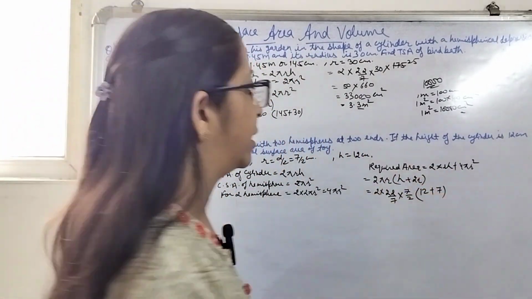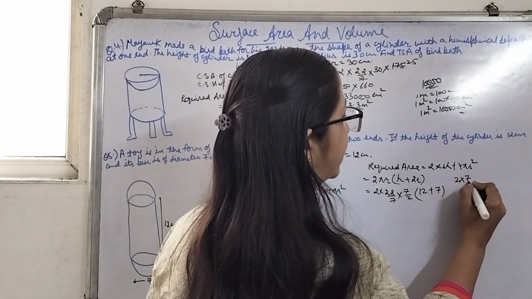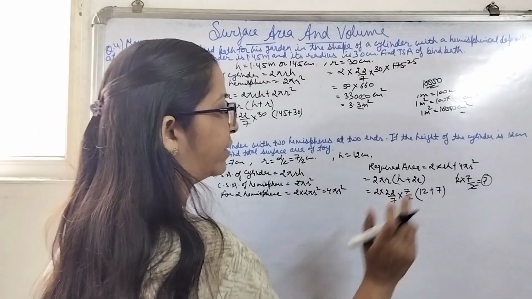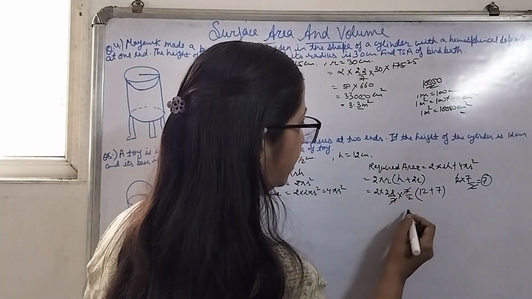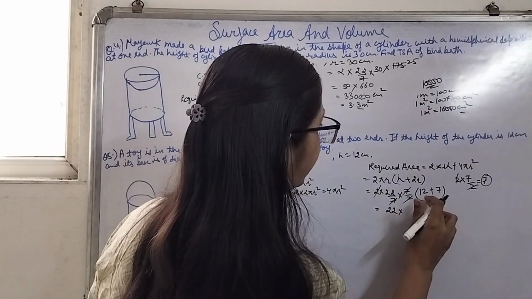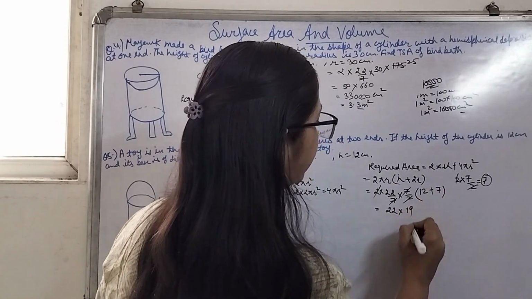2 multiplied by 2 times of r means 2 multiplied by 7 by 2. We can write it as 7 also. So we had written 7. Now this 7 cancels, this 2 cancels. Remaining will be 22 multiplied by 12 plus 7, which will be 19.